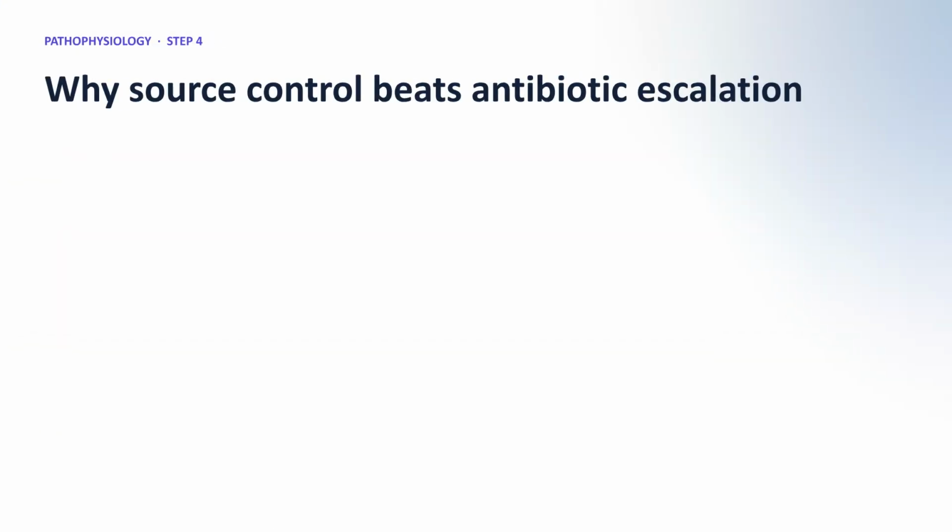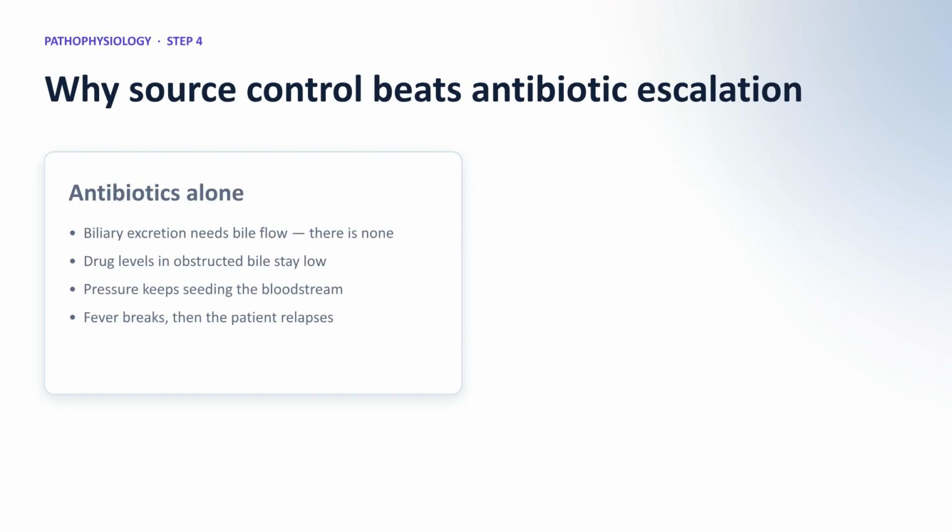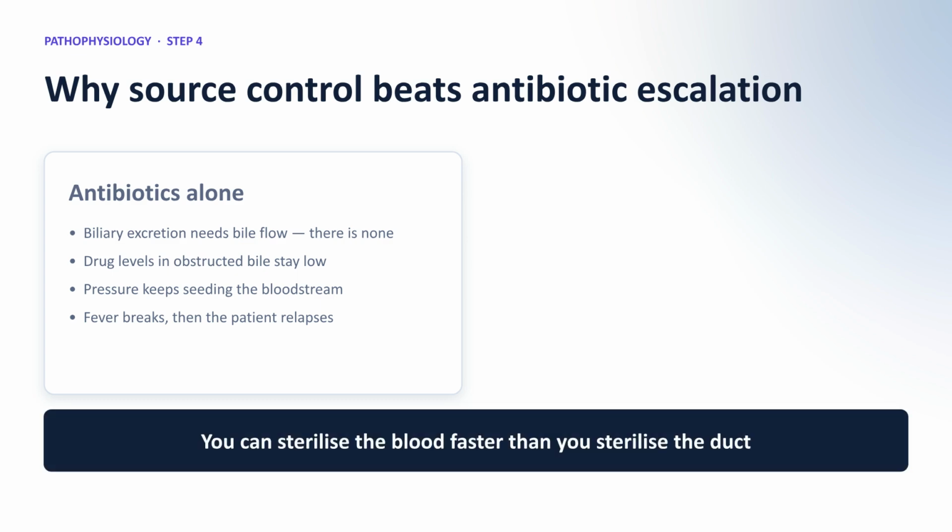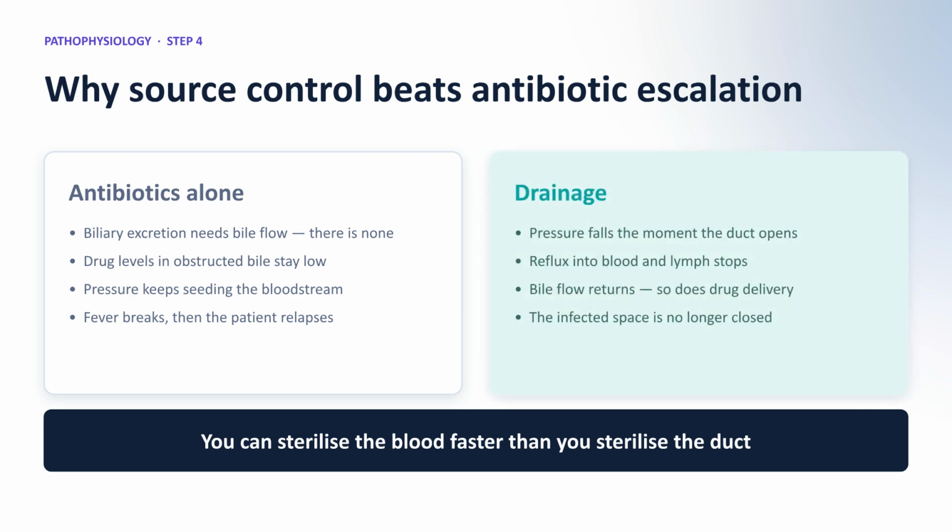Now the consequence that changes management. An obstructed duct is a place antibiotics struggle to reach. Biliary excretion of most antibiotics depends on bile flow, and there is no bile flow. So drug levels inside the infected bile stay low, no matter how broad your coverage is. Meanwhile, the pressure gradient keeps pushing bacteria out into the blood. You can sterilize the bloodstream faster than you sterilize the duct. The patient looks better, then relapses. The fix is mechanical. Drop the pressure, restore flow, and the antibiotic finally has somewhere to work. Source control beats escalation every time. A second antibiotic is not a substitute for a drain.